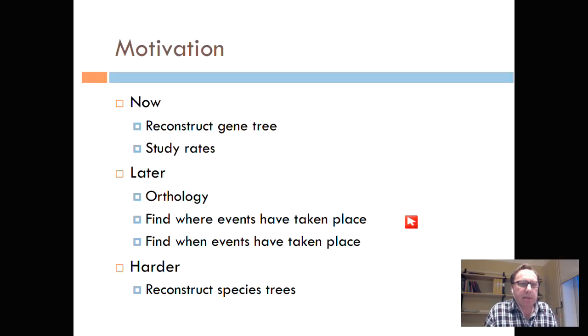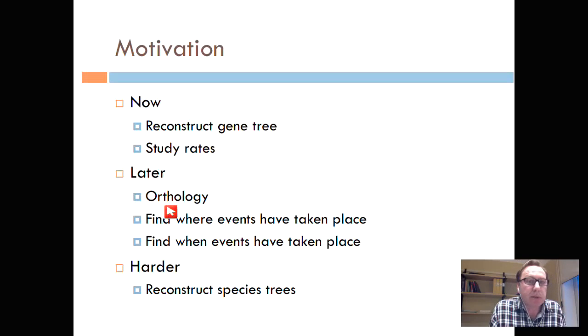And the motivation for this, well, there are lots of motivations. One, or two, are that we want to reconstruct gene trees. And we also want to study the rates of these types of events. We want to study rates of duplications and lateral gene transfers. And this we can do now in the sense that we have implementations of efficient algorithms that we can use to do this. And later, we have algorithms for these problems, but they're not fully implemented.